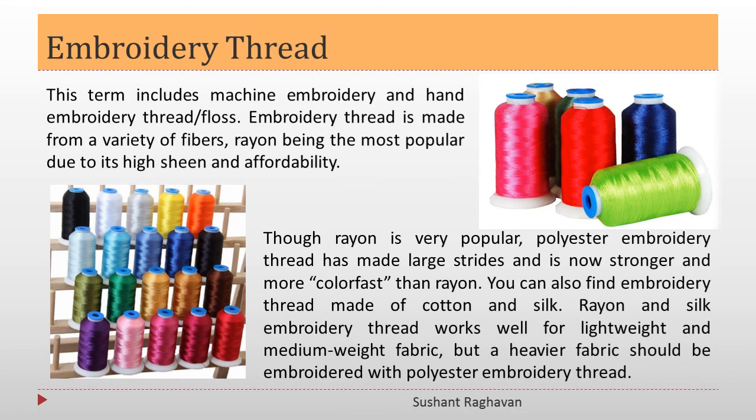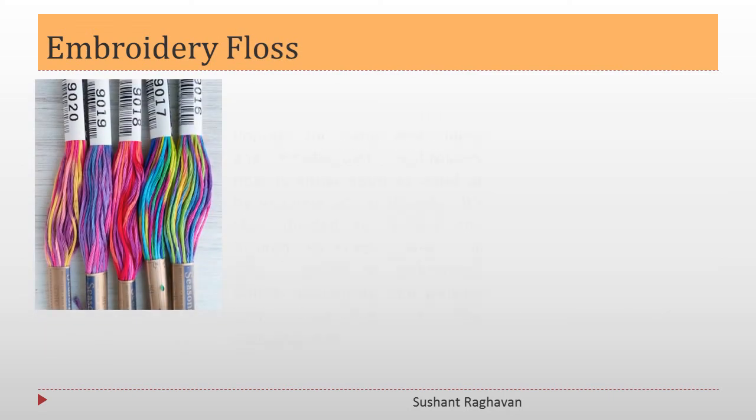Though rayon is very popular, polyester embroidery thread has made large strides and is now stronger and more colorfast than rayon. You can also find embroidery thread made of cotton and silk. Rayon and silk embroidery thread works well for lightweight and medium weight fabric, but a heavier fabric should be embroidered with polyester embroidery thread.